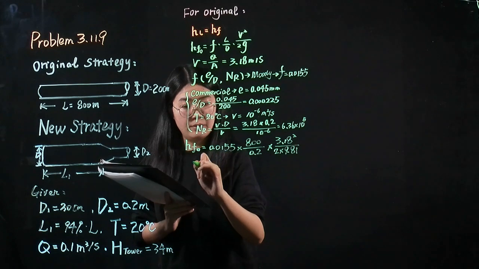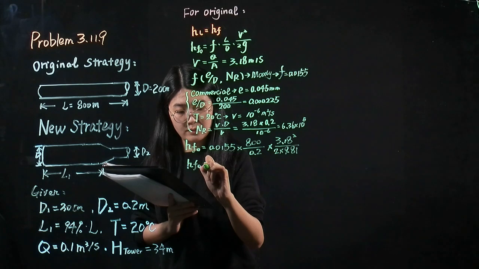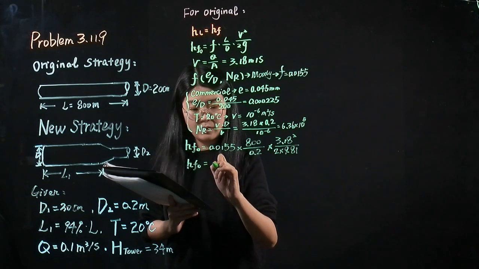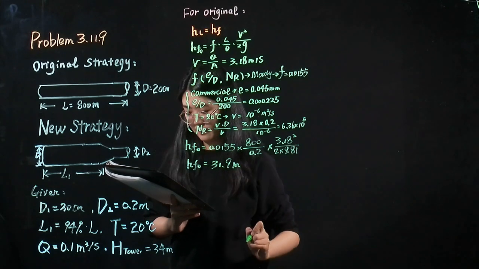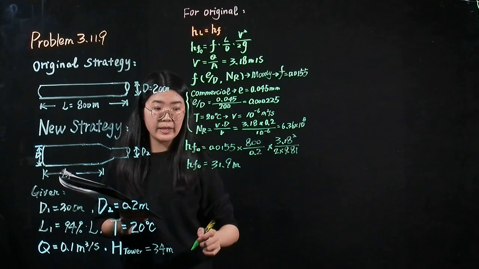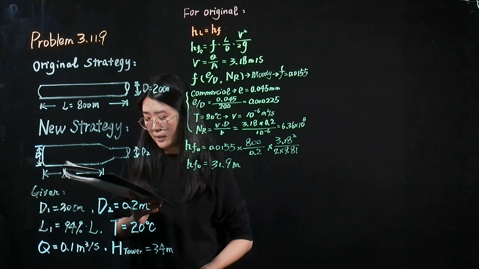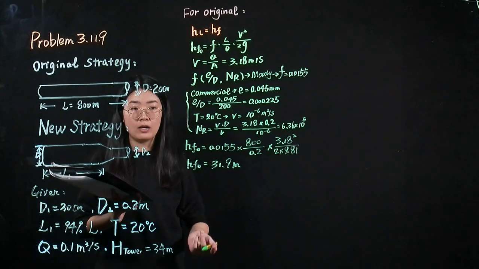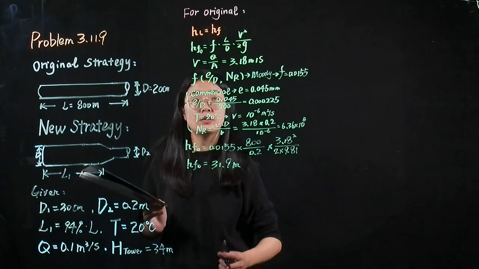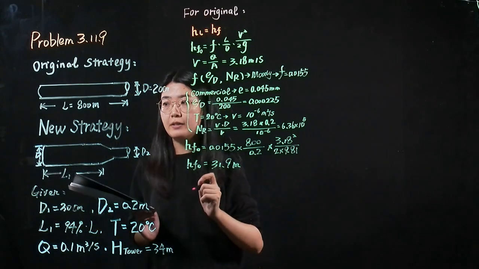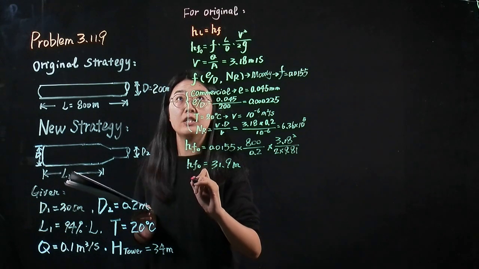So the value of HF0 is equal to 31.9 meter. And we can compare this to the height of the tower. It seems that the friction head used up almost all of the head. So the next step is to calculate the head loss by applying the new strategy.